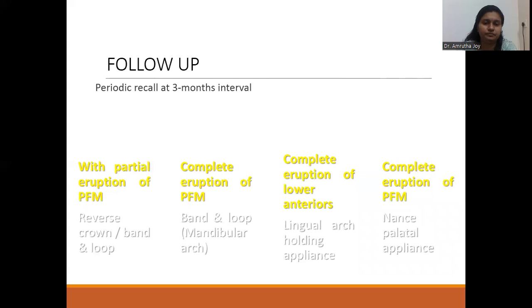eruption. How will we follow up if we are giving a distal shoe appliance? Every 3 months we have to recall and check the eruption status of the permanent first molar. If it is partially erupted, we can give a reverse band and loop, and if it is completely erupted, then a band and loop space maintainer, and after the eruption of incisors we can shift to a lingual arch space maintainer.